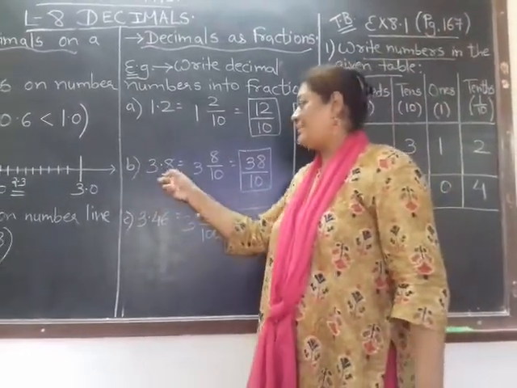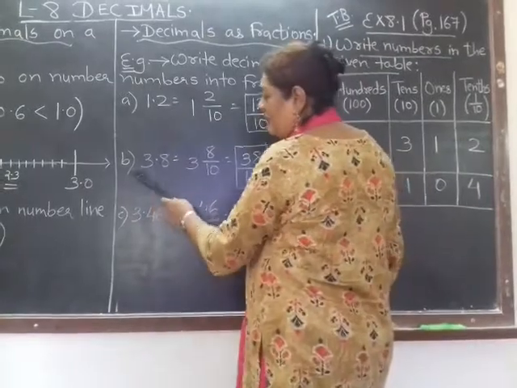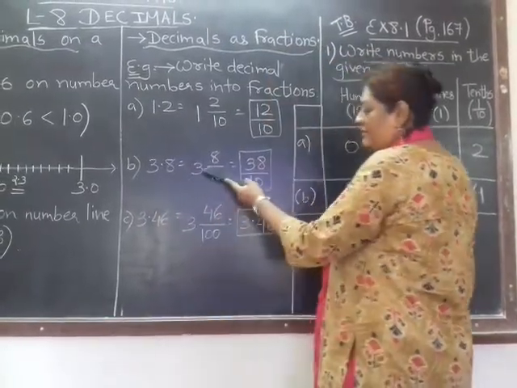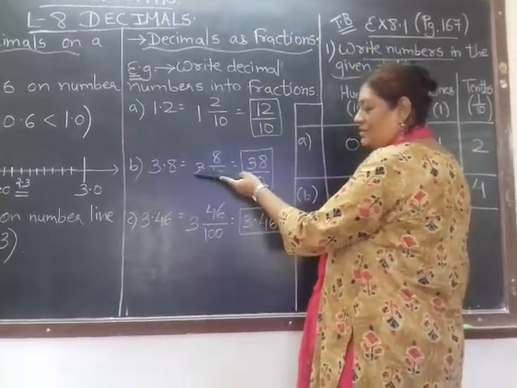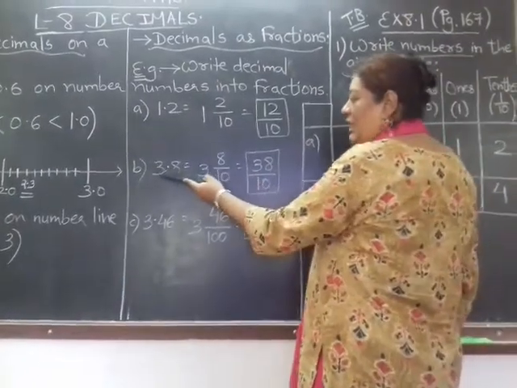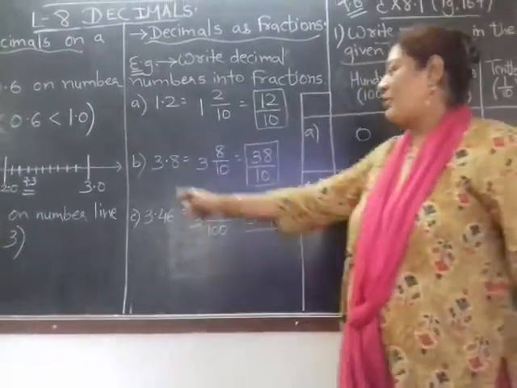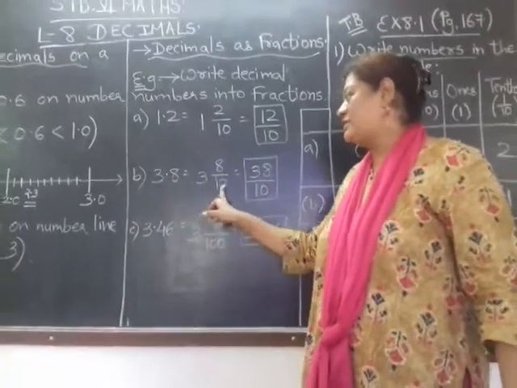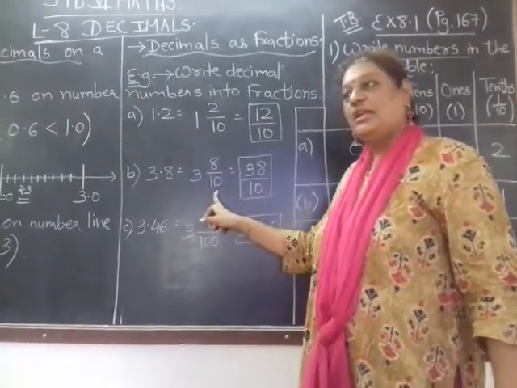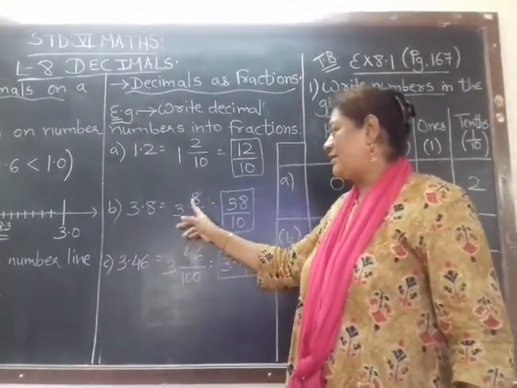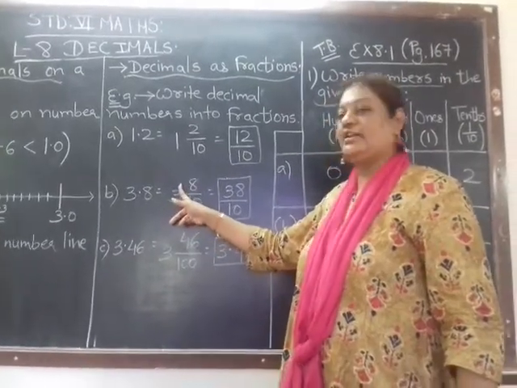Then the next is 3.8. Before the decimal we have a whole number. It is always written beside the fraction bar. So 3 is a whole number. After that we have 0.8. Then after the decimal we have only one digit, so 1 zero comes in: 10. So 8 upon 10. Combine this whole number and the numerator together. The whole number will be written first.